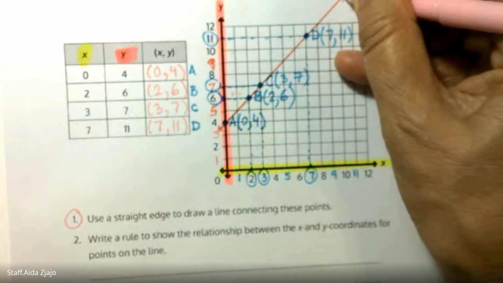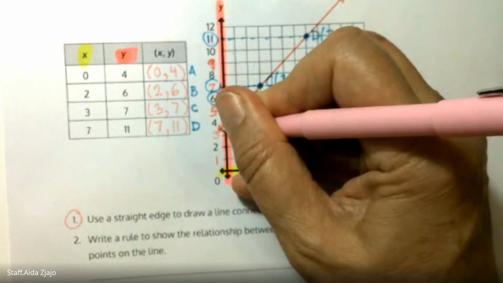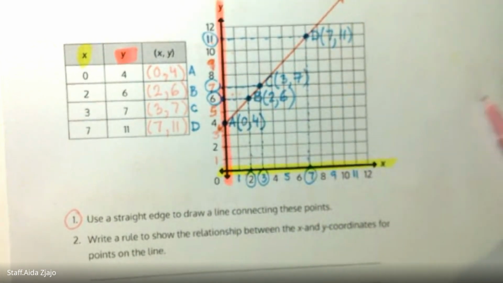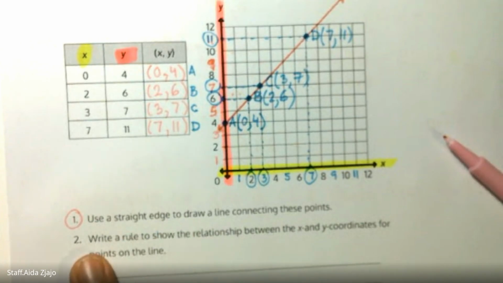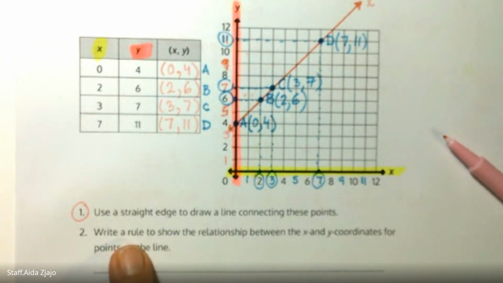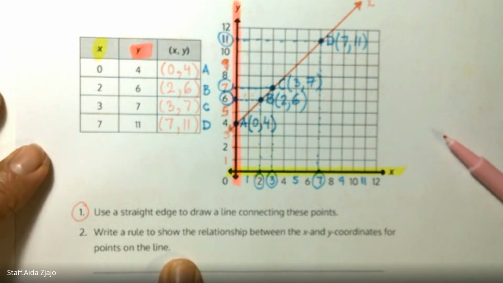So, okay, use a straight edge. Number 2, write a rule to show the relationship between the x and y coordinate for the points on the line.